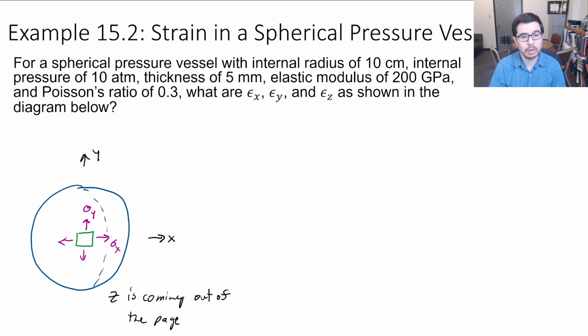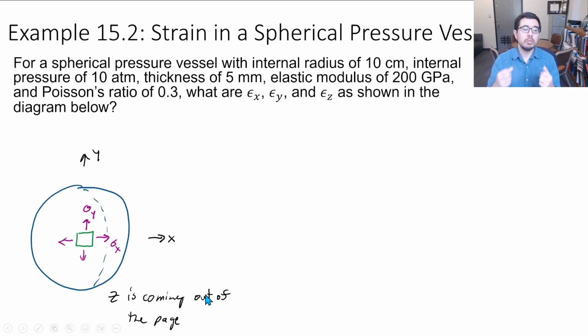Well, first I need to define things a little bit here. So here is a really poorly drawn spherical pressure vessel. That's a ball, a hollow ball. What we're saying is, let's pick an element on the surface, or just inside the shell of the spherical pressure vessel. Let's call this direction x, this direction y, and then z is going to be coming out of the page.